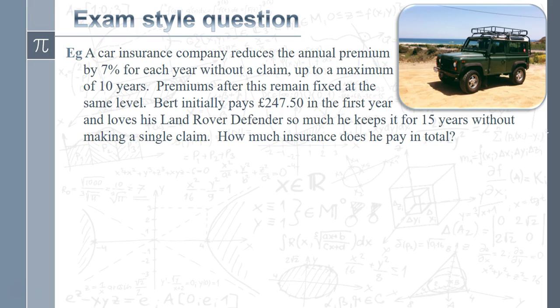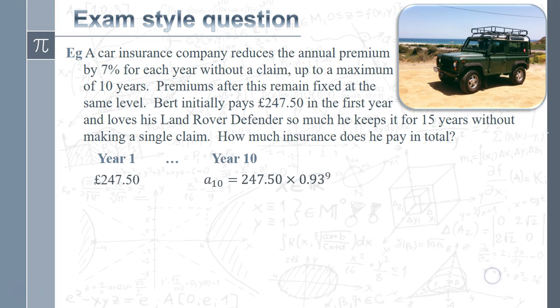And then after the 10 years, the premium stays fixed. So it is a geometric sequence, but we've got a little bit of fiddling around to do when we get towards the end of this, because we've got that period where it's fixed and the value doesn't change. So let's just have a look at what's going to happen. So in year 1, we've got our initial premium. That premium is going to reduce by 7% each year. So we've got our common ratio. So if I'm reducing by 7%, that's the same as multiplying by 0.93.